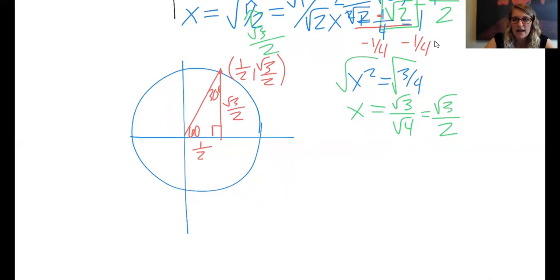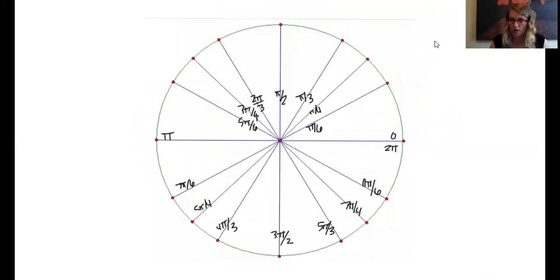Let's take all of these and actually put them on a unit circle and see what it looks like. Here's a unit circle. I started labeling the angles kind of close in, and then I eventually started spreading them out. But these are the same angles, but labeled with radians instead of degrees. So pi over 6 is the same thing as 30 degrees. Pi over 4 is 45. Pi over 3 is 60. Pi over 2 is 90, et cetera, et cetera, et cetera.